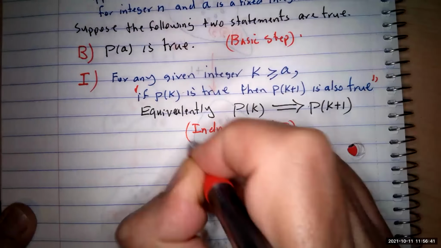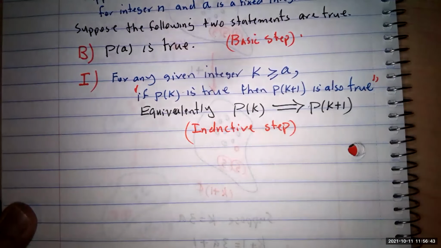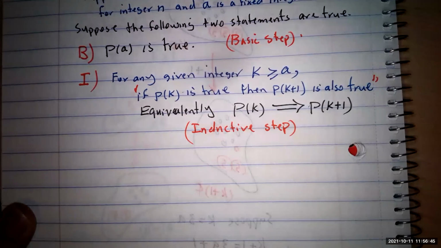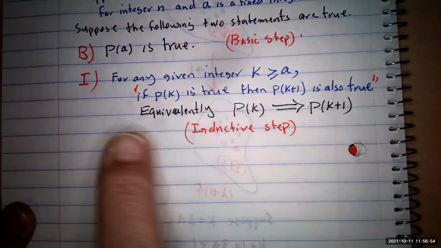Basic step and the inductive step. If you can prove these two, yes, you have to assume that P(k) is true, then prove P(k+1) is true. You must assume this one. You assume it's true, then your job is to prove P(k+1). So if we did these two, suppose the two following statements are true, then we get by induction.